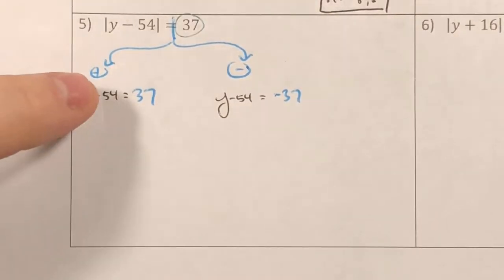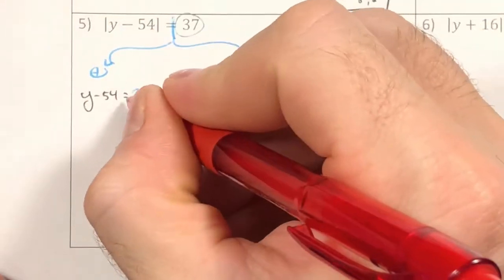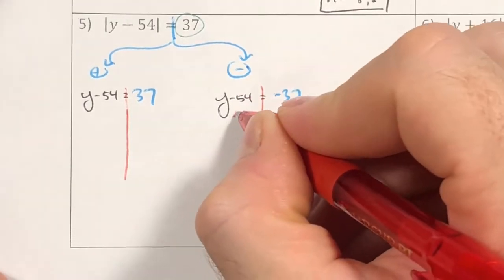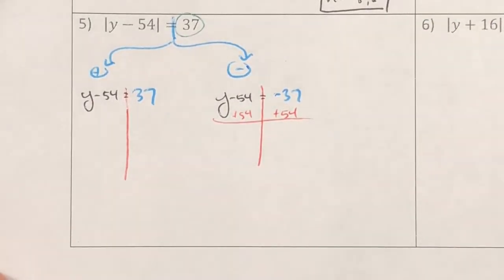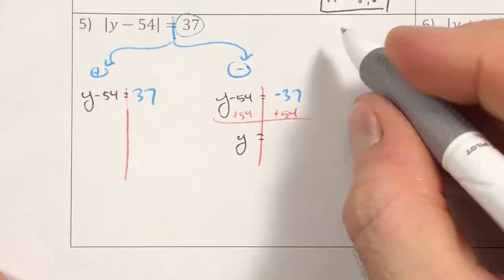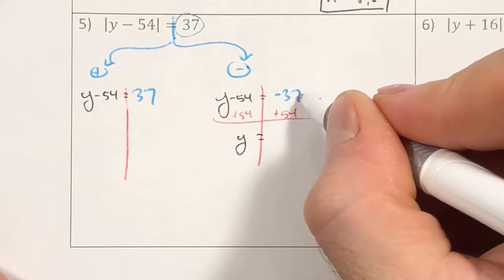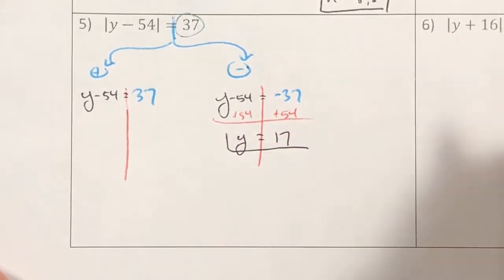So now that I have my positive and negative versions, I'm going to go ahead and finish solving these. If I drag my line down, I add 54 to this one, which cancels out the 54 on the left. And I get y is equal to whatever 54 minus 37 is. Let's see, that is going to be 24 minus 7. It's going to be 20 minus 3. That's going to be 17.